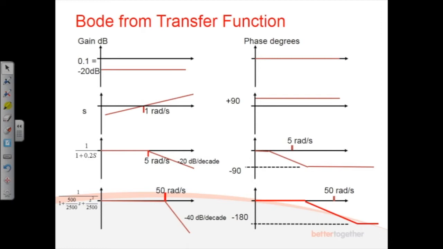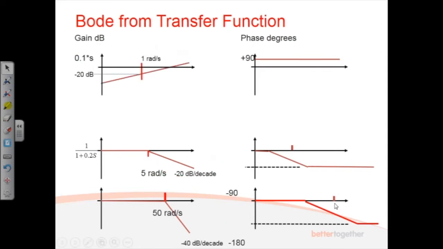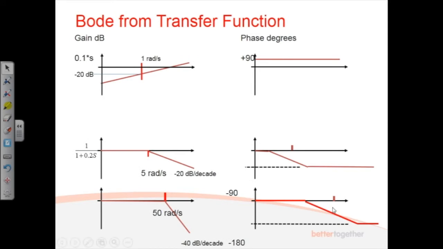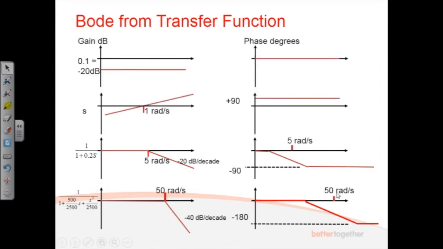That phase starts to change at 0.5 radians per second and it finishes at 50 if you put a straight line approximation to it. So that's actually quite a large spread, which means the second order one, if it's critically damped, will also take 2 decades to happen. So this one starts at 5 and ends at 500.